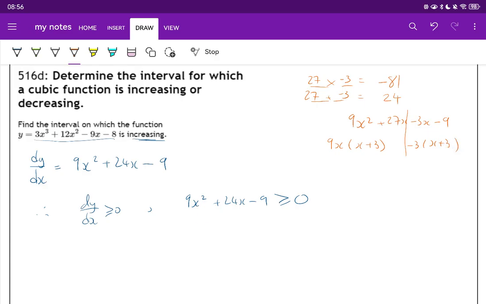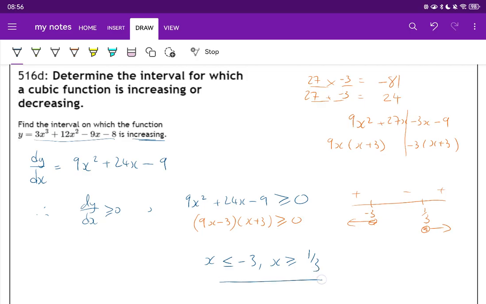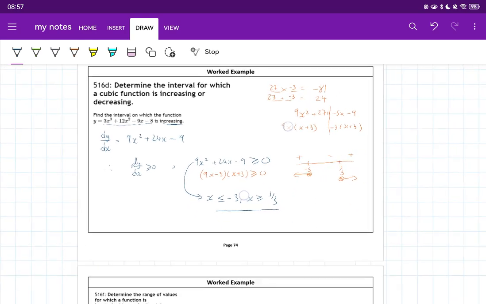Okay, so the factorized form of that is 9x minus 3, x plus 3. And we want that greater or equal to 0. Well, that makes the roots a third and minus 3. It's a positive quadratic, so it goes positive, negative, positive. I want to be positive, so I'm to the left of that and to the right of that. So the answers are x is less than or equal to minus 3, x is greater than or equal to a third. But remember, your calculator would have gone from there to there if you use the quadratic solver.